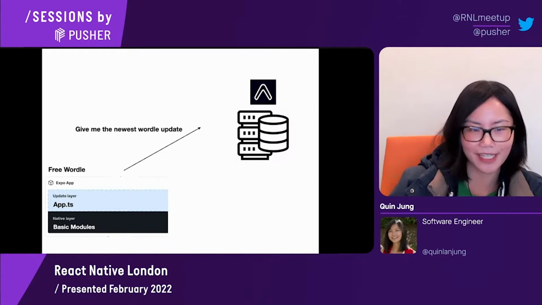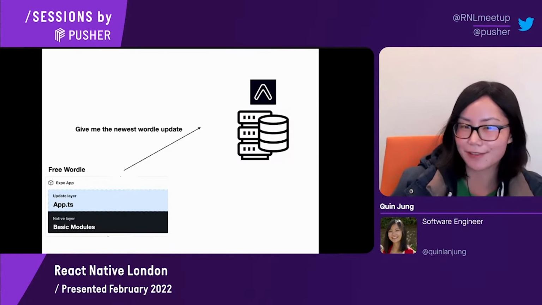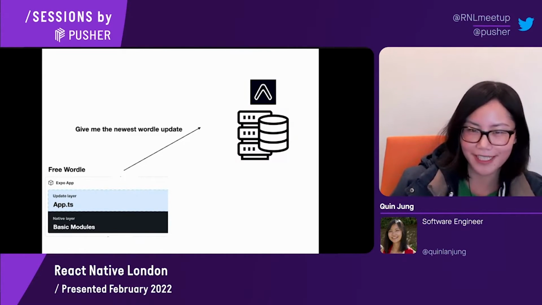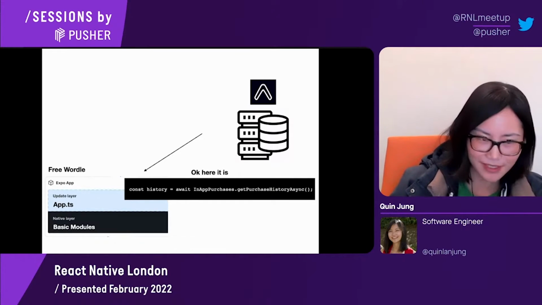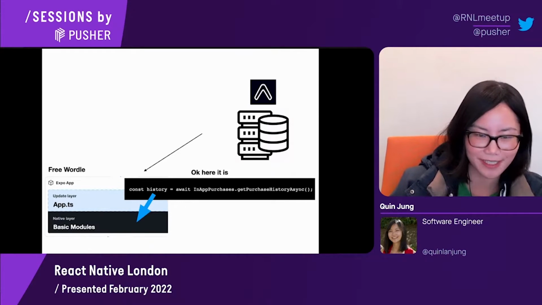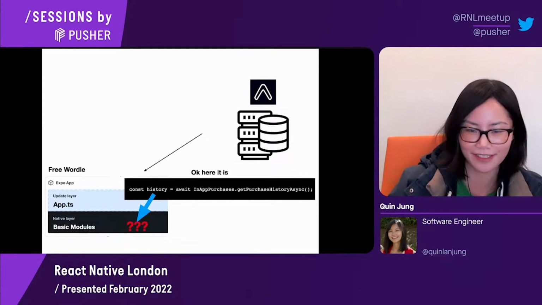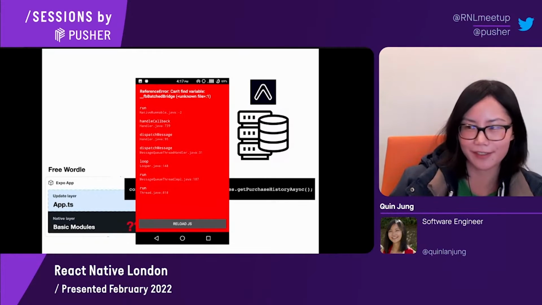Right, so now let's take a look at free Wordle. If somebody running free Wordle asks just for the newest update from our server, we're going to say, hey, yeah, there is a new update. You've recently published the purchase history feature. Here you are. Now, somebody running free Wordle, when they run this code, it's going to expect to run some native module for in-app purchases or in-app payments. And unfortunately, it just isn't there on the native layer. And this is really sad because you're going to get the red screen of death.